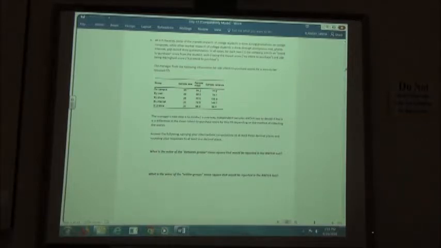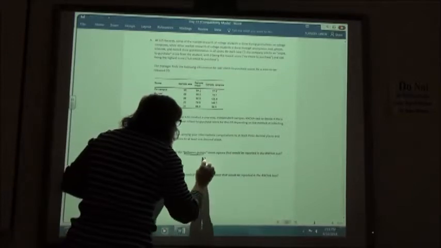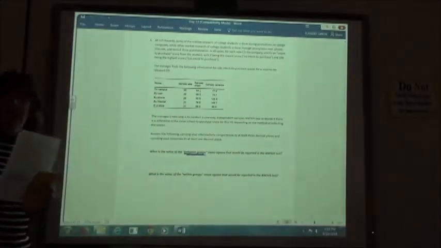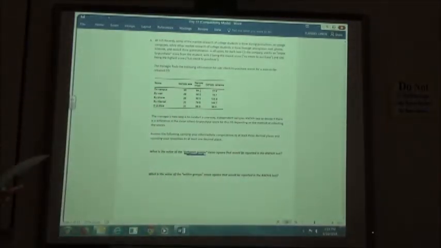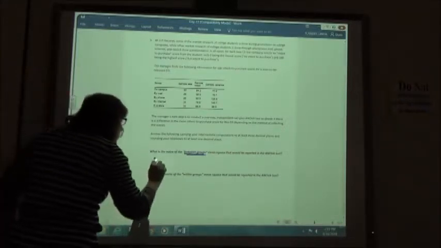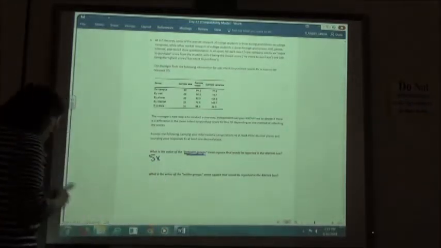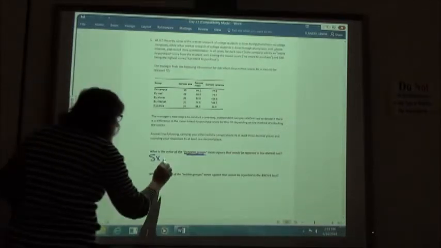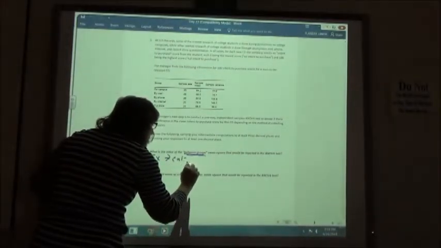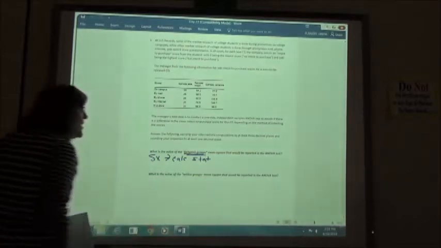Now notice they switched them around. The between groups is first this time. So that was the second one we did on the previous 2 ones. For the between groups, we're first of all going to find our S of X using the calculator on our statistics. Since I don't have a lot of writing room, I'm just going to put that much and you guys can go from there.